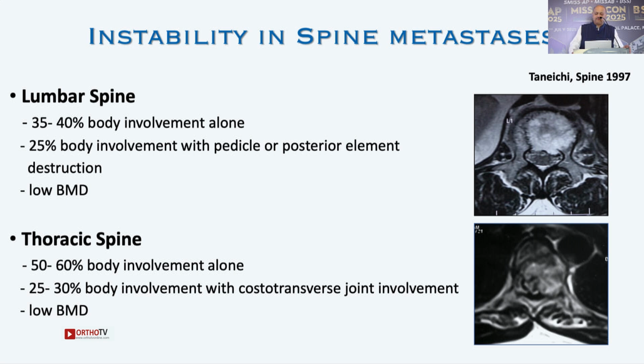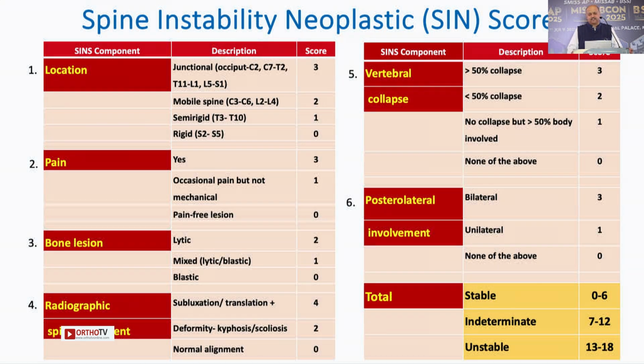Well, way back in 1997, Taneci presented his work and described instability on the spinal metastasis based upon the involvement of the vertebral body, the amount of involvement of the posterior elements in the lumbar spine and the costotransverse joint in the thoracic spine, and the amount of bone mineral density that the patient had. And if these criteria were fulfilled, it was a potential instability, and these patients needed to be prophylactically treated.